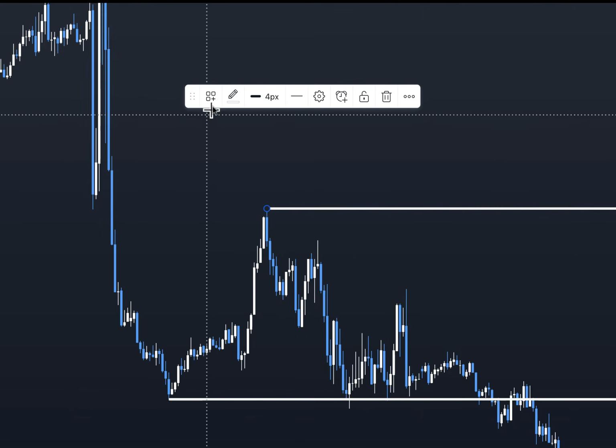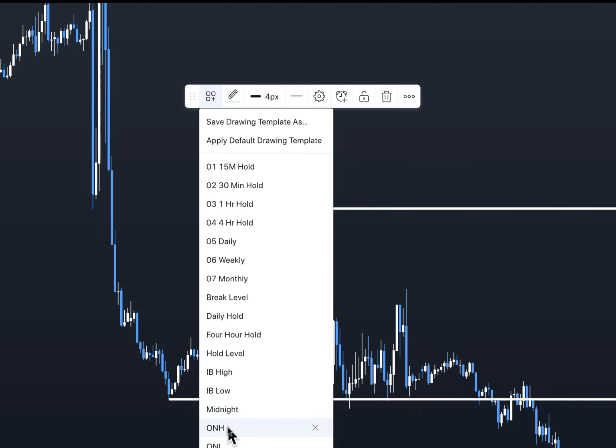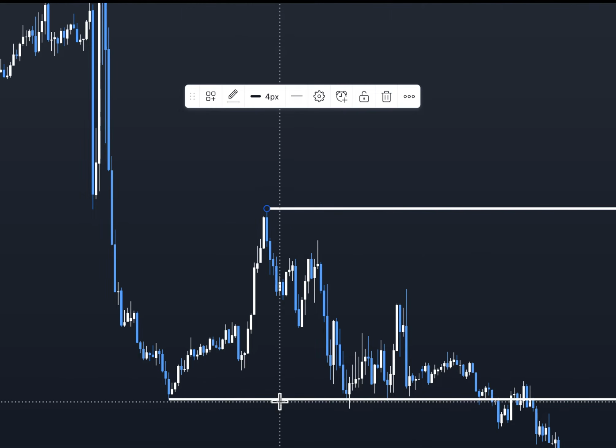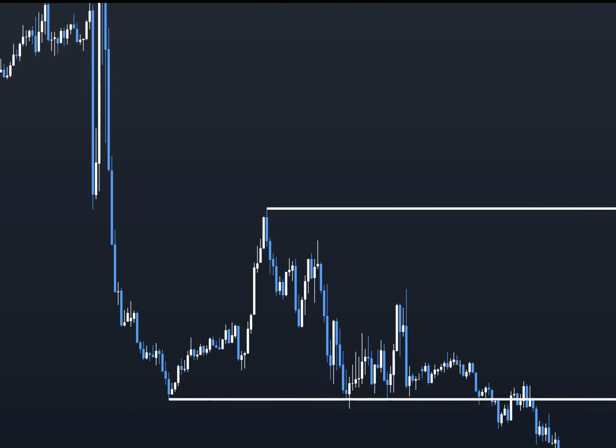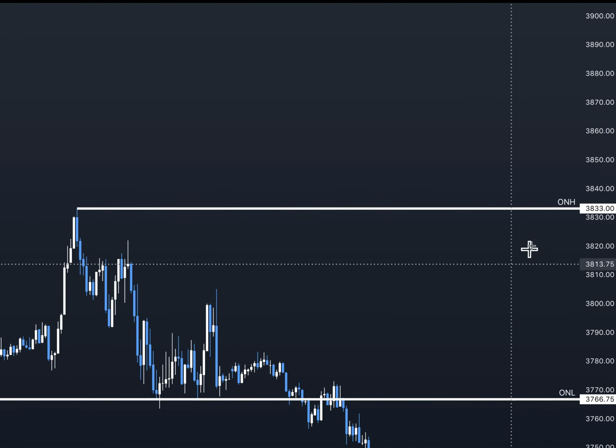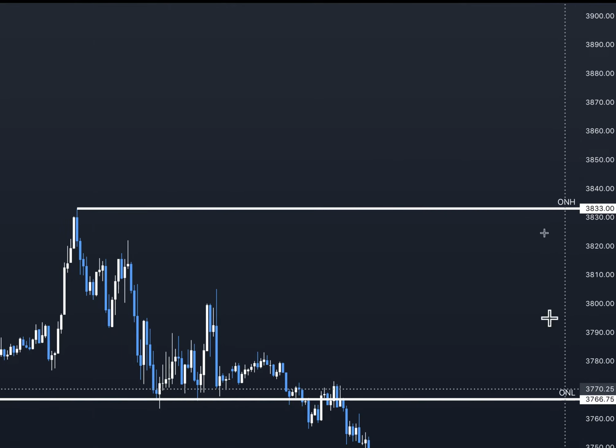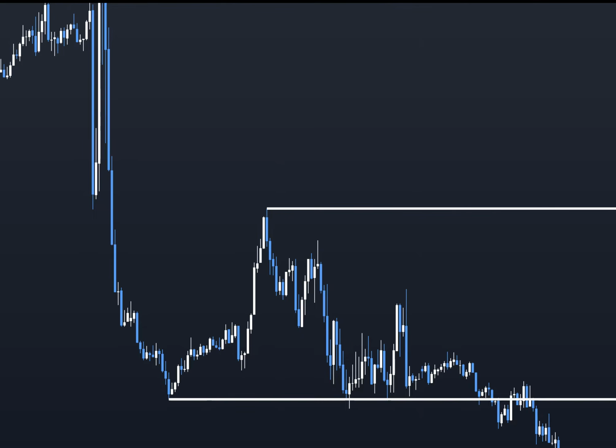Now, I use white, and then I have one called overnight high, and then I have another one called overnight low, and I'm going to show you why, because it has these letters on it for me, overnight low, overnight high, so I know what these white lines stand for, because I use several white lines throughout the day, such as the IB high and low, which we will talk about.